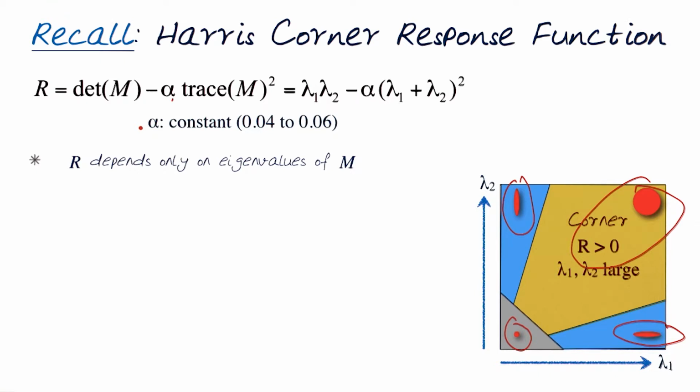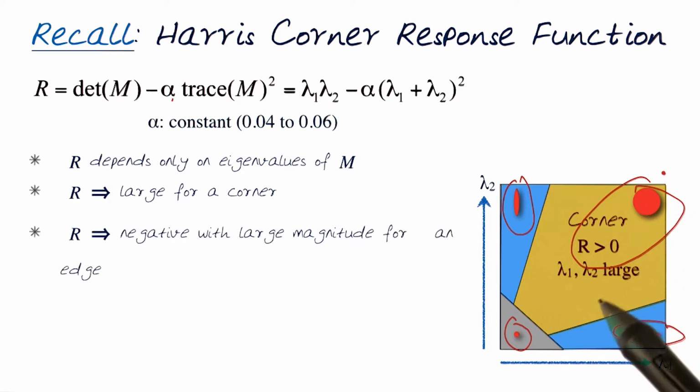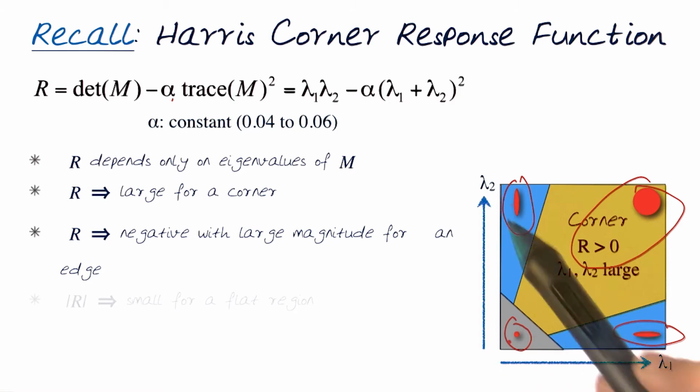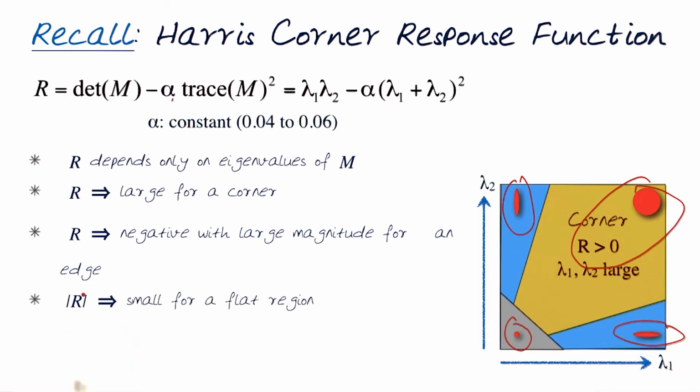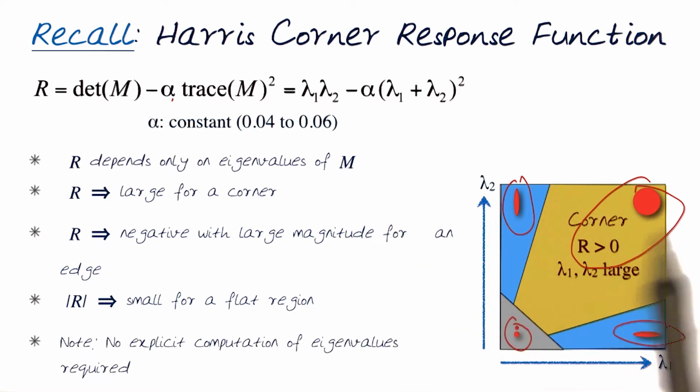So if you notice here, R, which basically is giving us this information about what is a corner or not, is only dependent on the eigenvalues of the second moment matrix, making it larger when it's a corner, negative with large magnitude for an edge, and small, or the magnitude of R would be small, and that's where this flat region would be. So again, we can do all of this without any explicit computation of the eigenvalues because we know how to compute the M straight from the image by just doing the derivatives and then using the gradient computation to help us get there, which actually is an efficient way of doing these kinds of things.